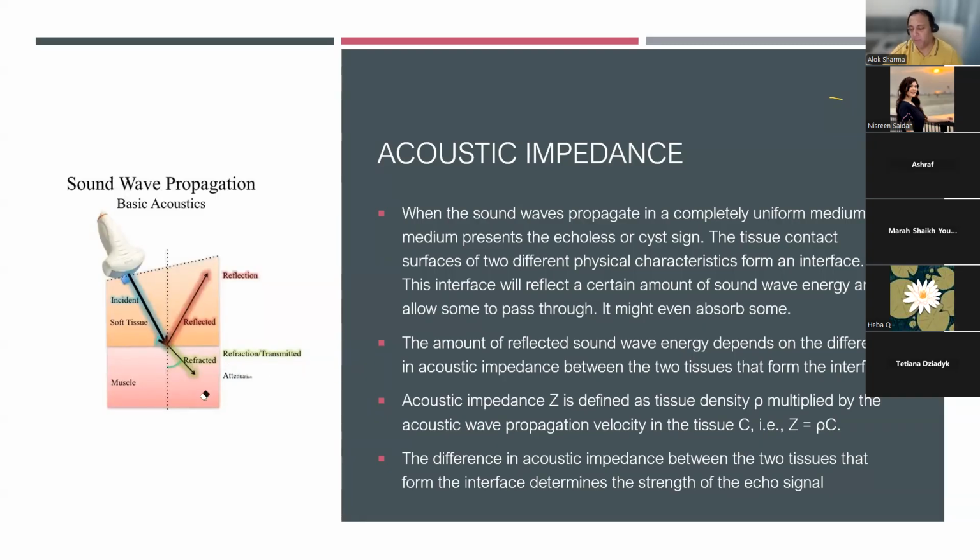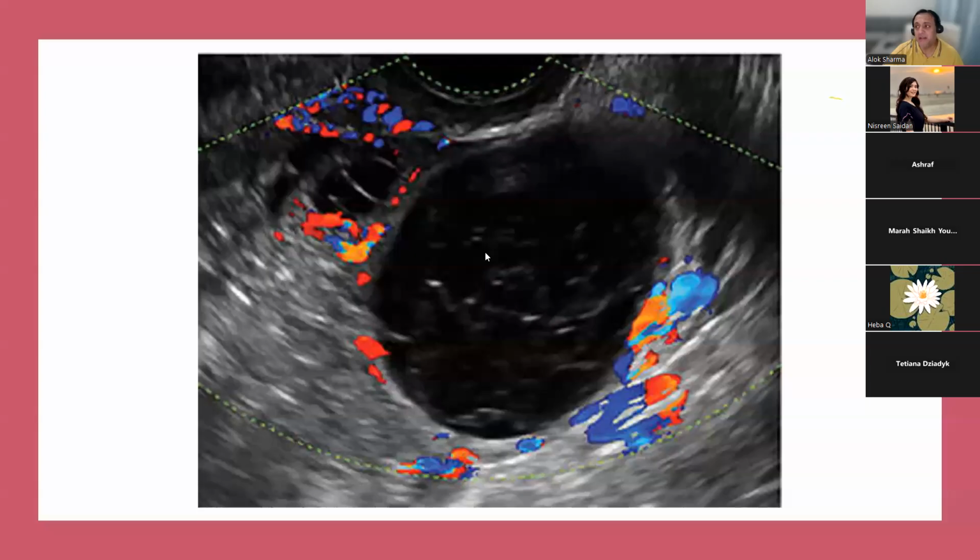Okay, the more the acoustic impedance, the higher the reflection back, the better the quality of the image. And this is a beautiful image. So as you can see, this is a cyst, and this is basically where your probe is kept, and it's kind of emanating sound waves. Now, like I said, you don't have bone over here, you've got tissue.